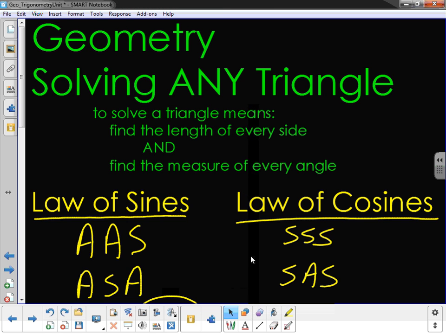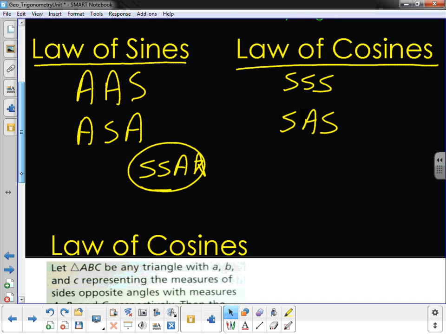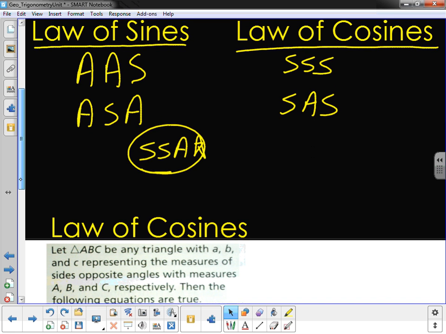So law of cosines is what we're looking at. Now as we go down here and take a look at the actual theorem itself, it says: let triangle ABC be any triangle with a, b, and c representing the measures of the sides opposite the angles with measures of angle A, angle B, angle C. So notice the side a will be opposite the angle A, the side b opposite the angle B. Okay, that's what it's telling us. Then the following equations are true.